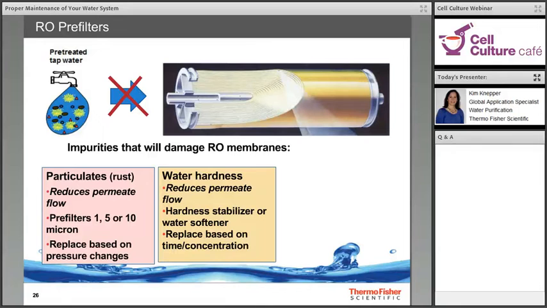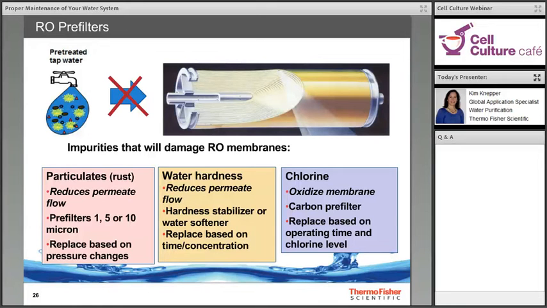Now, hardness stabilizers actually bind with the calcium and magnesium in the water and prevent them from precipitating out of the water and onto the membrane. So these are crystals, and the crystals in the cartridges will dissolve slowly, releasing the stabilizer into the water. So it's best to change the hardness stabilizer cartridges when the crystals are about half gone.